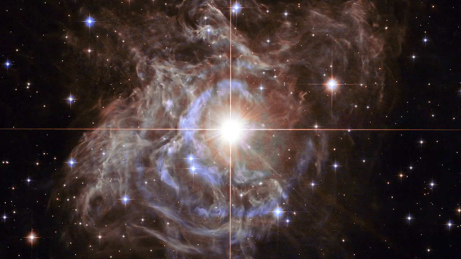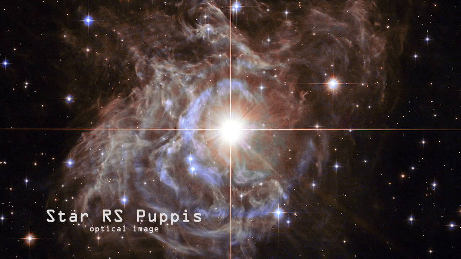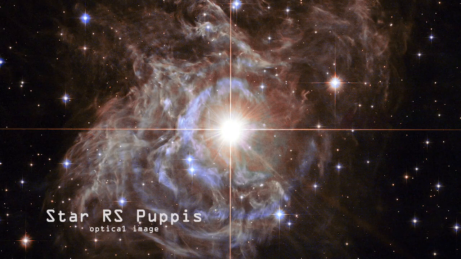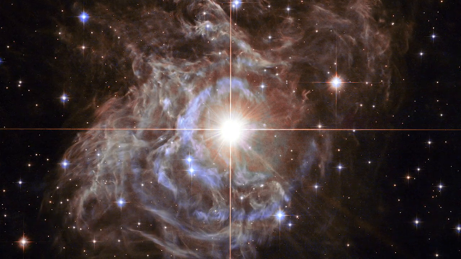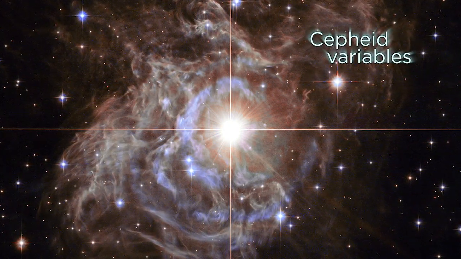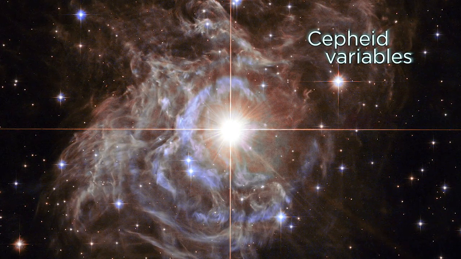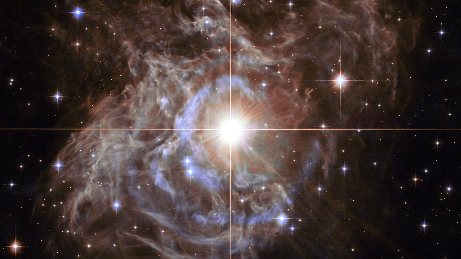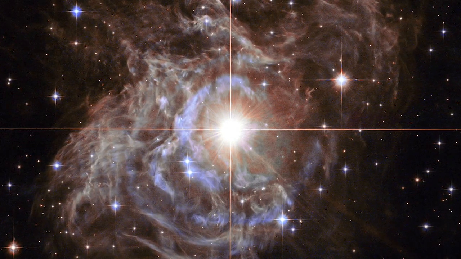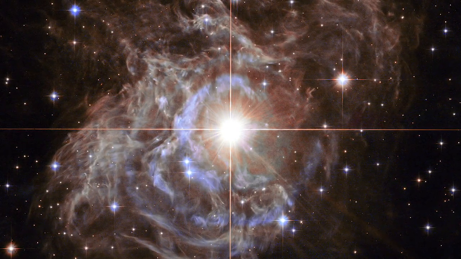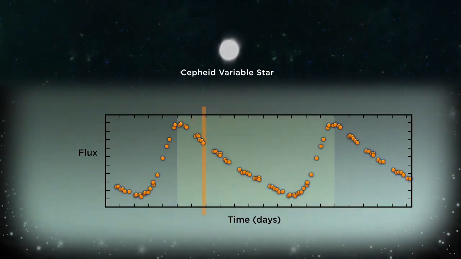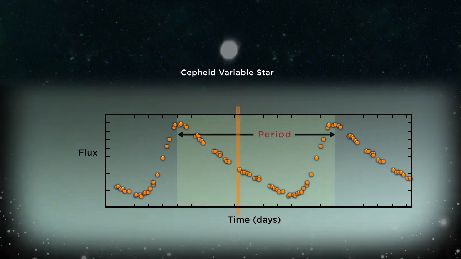Here's an image of a famous star called RS Puppis, surrounded by a cloud of material that was ejected by the star. It's an example of a category of stars called Cepheid variables. Cepheid, because the first known example was in the constellation of Cepheus, and variable because these stars vary in brightness. They pulse. They get brighter and fainter in an endless cycle with a period, the time for a full oscillation, that's typically a few weeks.